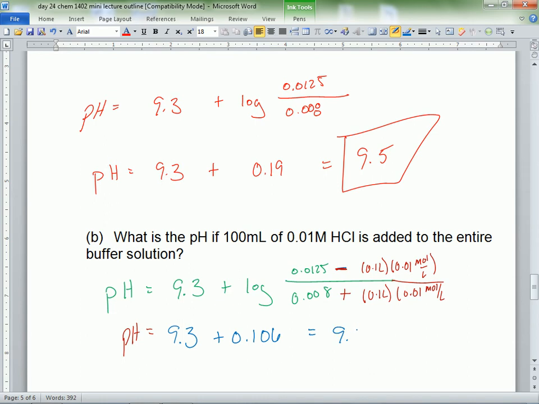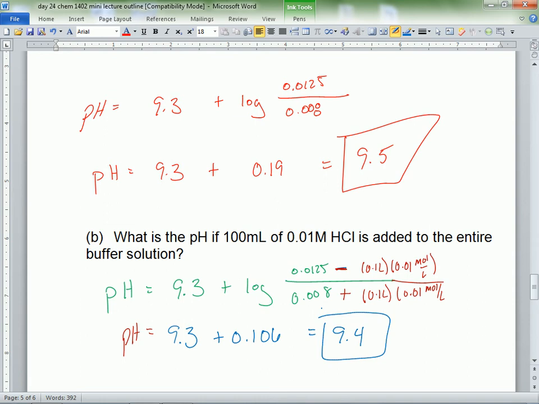Did you get around 9.4? Hopefully you're getting somewhere around 9.4. Now you can help yourself out with this: it should make sense. If you add an acid to something, the pH should go down. So did the pH go down on you? Yeah, it did. It didn't go down a lot. That means the buffer's working. So if you get 9.4, go on to the next one. If not, let me help you out.